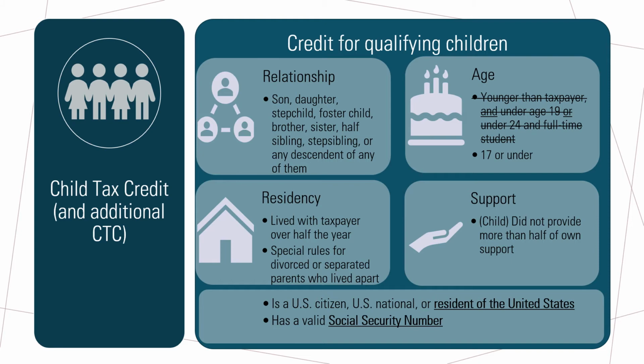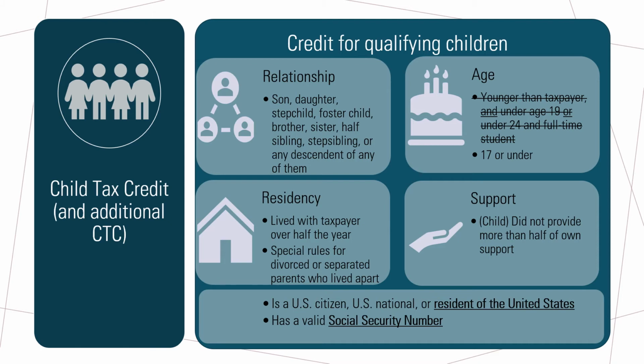And then there's the residency test. So again, they need to have lived with the taxpayer for over half the year. That's the same as the dependency. And if you remember, there were the special rules for divorced or separated parents who lived apart. So the custodial parent is able to transfer this credit to the non-custodial parent. And then there's a support test. This again is the same as the dependency. It's just that the child did not provide more than half of their own support.